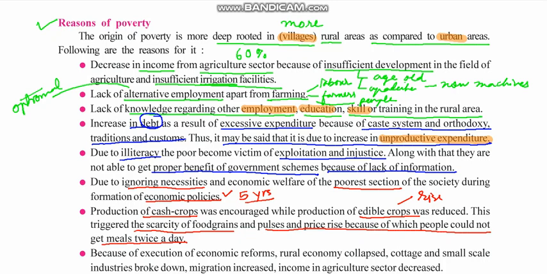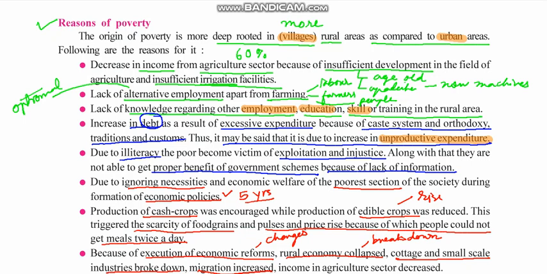The other reason is the execution of economic reforms. Reform means changes. The rural economy collapsed. See, collapsed means breakdown. There was rural economic collapse due to the reforms implemented by the government in the past, such kind of reforms due to which the rural economy almost broke down. Cottage and small scale industries broke down, and this was one of the reasons for it.